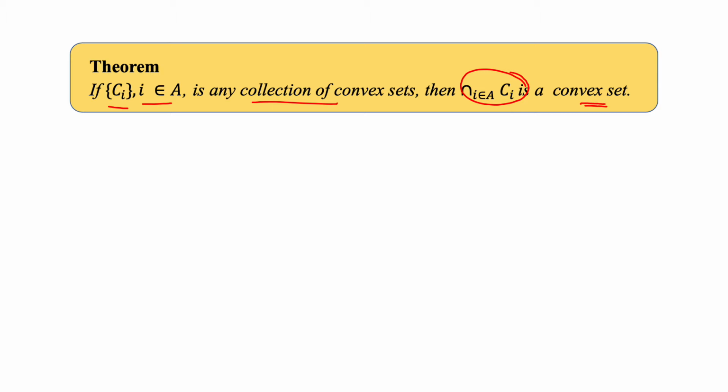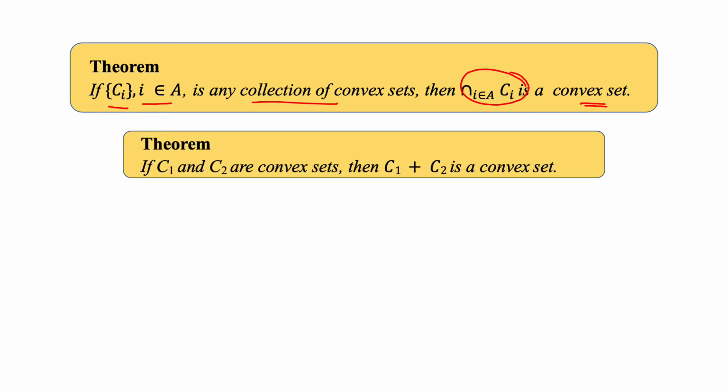We will prove these theorems in coming slides also. The second theorem says that the sum of two convex sets is a convex set. Suppose you are given C1 and C2 as convex sets, then the sum C1 plus C2 is also a convex set. That's the statement of our second theorem.